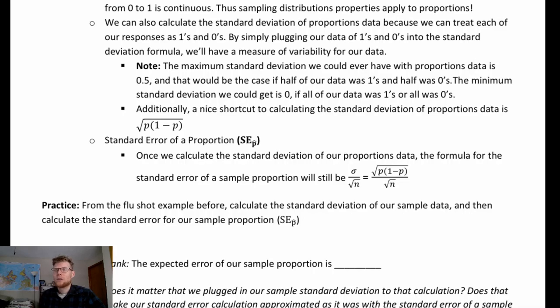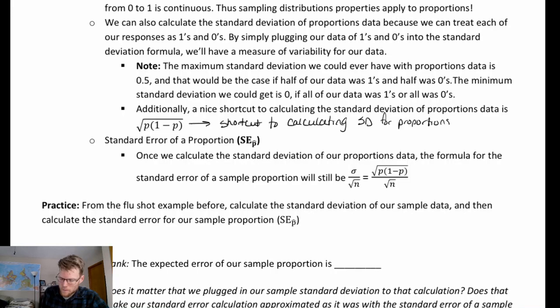And there's a shortcut. Instead of using the standard deviation formula on ones and zeros, there is a mathematical shortcut here, and that is the square root of p times 1 minus p. We're going to use this shortcut in the class because there's no use dragging out the standard deviation formula. So this is a shortcut to calculating the SD for proportions data. And again, we're going to wave our hands. We're not going to derive why this works, why it's the same thing as using the standard deviation formula. We're just going to say that it is and be happy with that. The square root of p times 1 minus p will calculate that value for us.